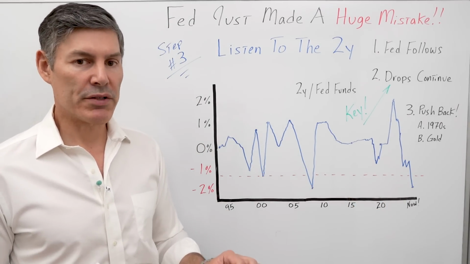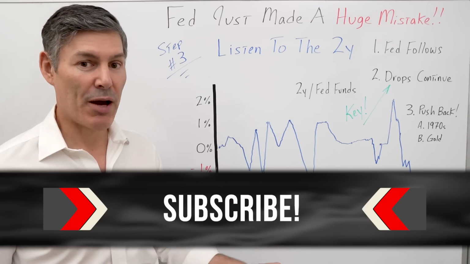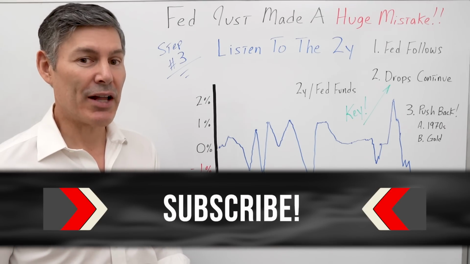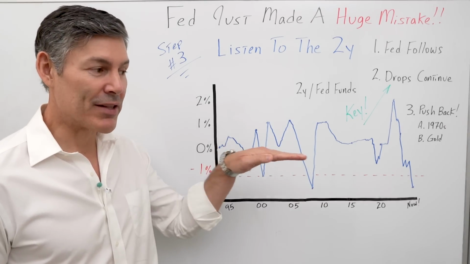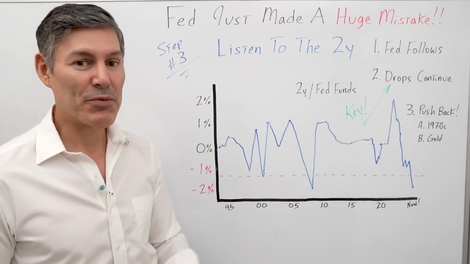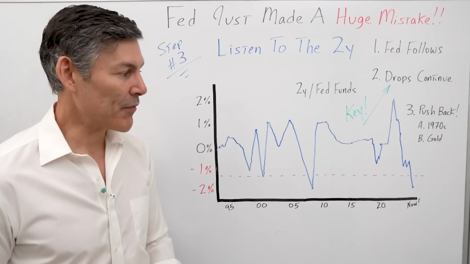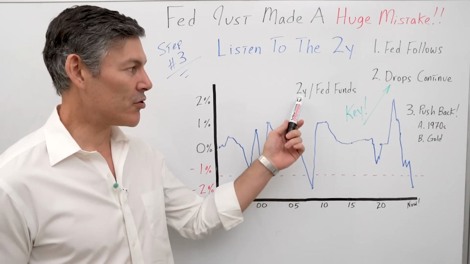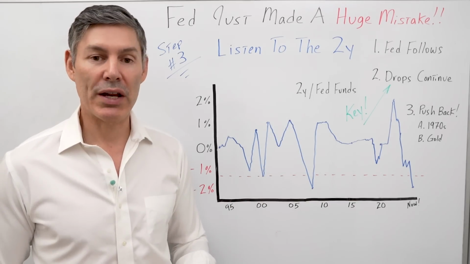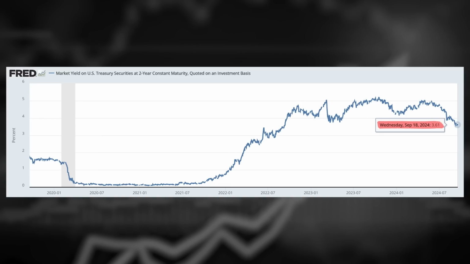Now, another thing I want to highlight is when the Fed drops rates and catches up to the 2-year Treasury, it's not like the 2-year Treasury just flattens out, goes sideways, and then starts to go up. Absolutely not. The 2-year Treasury usually goes down even further. And in fact, it usually goes down a lot further. So we have to ask the question, where is the 2-year Treasury yield trading right now? And we can see that it's right around 3.6%.